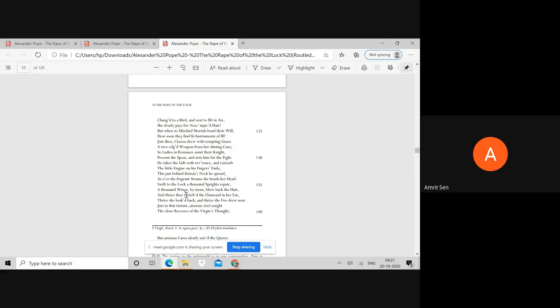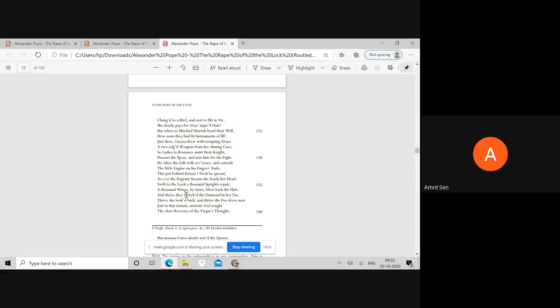"But when to mischief mortals bend their will, how soon they find fit instruments of ill." Now, incidentally, this is a sententia, that if men want to do evil deeds, they will always find a way. Where there is a will, there is a way. That is being said in a roundabout periphrastic manner. "Just then, Clarissa drew with tempting grace a two-edged weapon from her shining case." Now, the two-edged weapon, incidentally, is taken from the Bible, the Psalms, where the sword is referred to as a two-edged weapon.